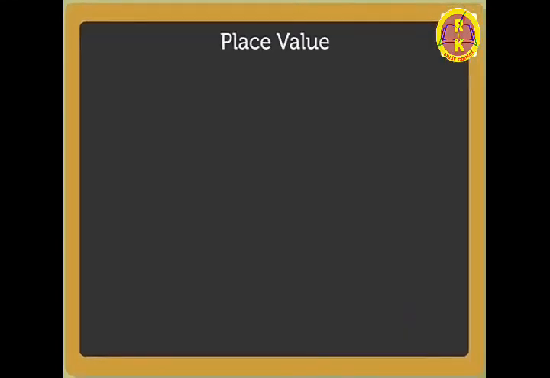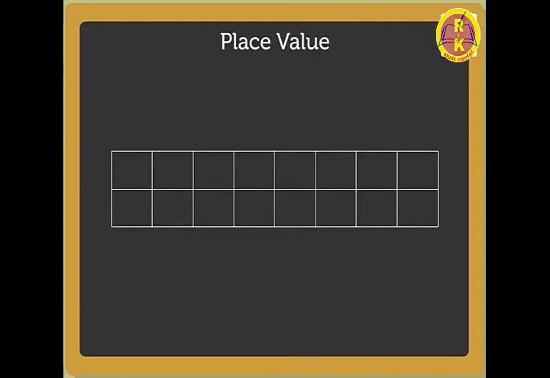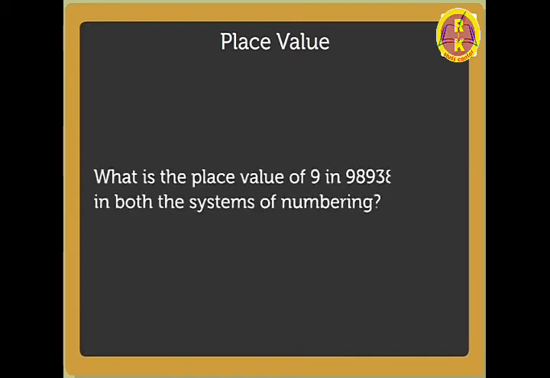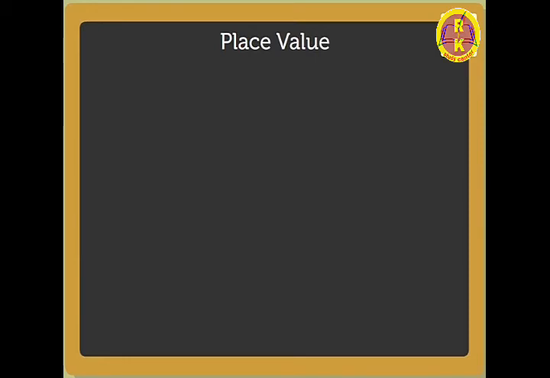Finding out the place value of a number. Each digit in a number has its own value, depending upon its position in the place value chart. Let us understand this by solving few examples. What is the place value of each of the 9 in the number shown in both the systems of numbering? Let us start with the Indian system.